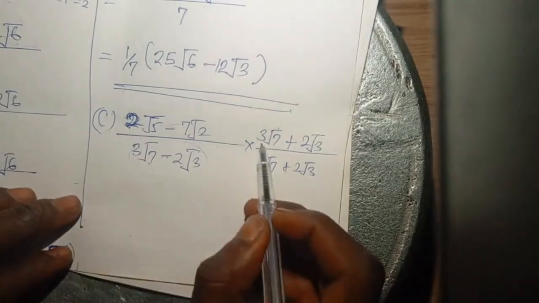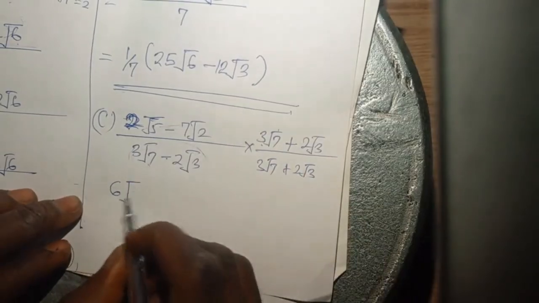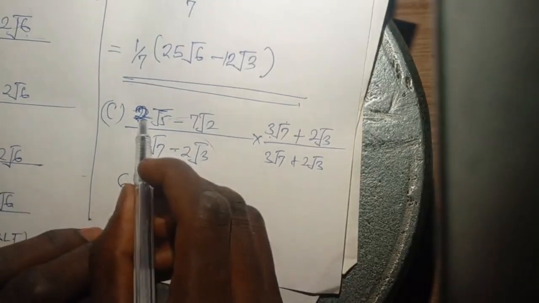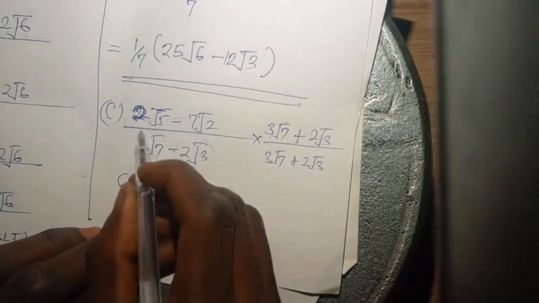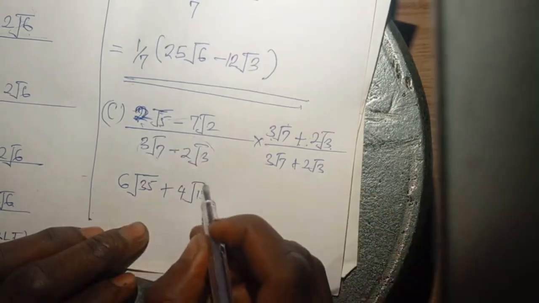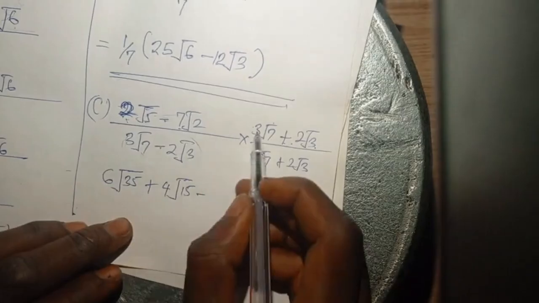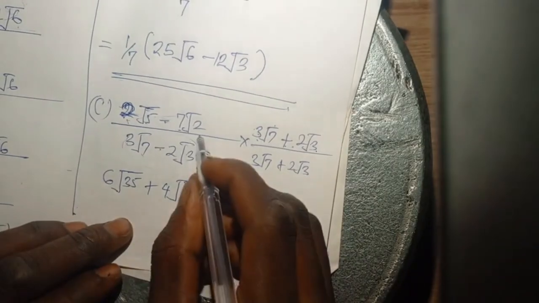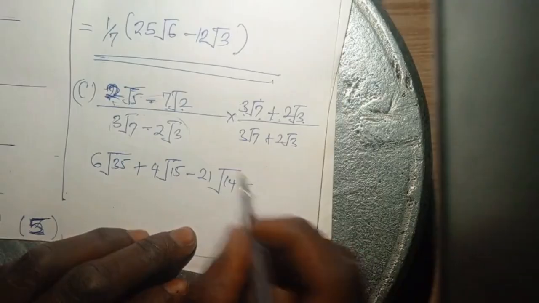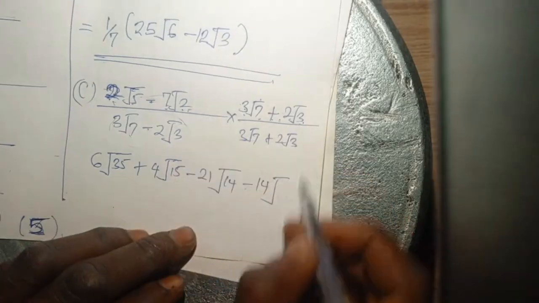Then 2 times 3 is 6. Root 5 times root 7 is root 35, right? Then plus is plus, 2 times 2 is 4, root 5 times 3 is 15, right? Then minus times plus is minus, 7 times 3 is 21, root 2 times 7 is 14, right? Minus plus is minus, 7 times 2 is 14, root 2 times 3 is 6, right?